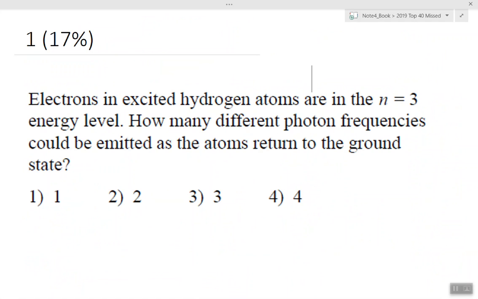For each question, I'll let the question sit here about 5 seconds. You'll read it, and then I'll just circle the answer and begin my explanation. You can obviously fast forward to any question you like. This was the most missed question this year.